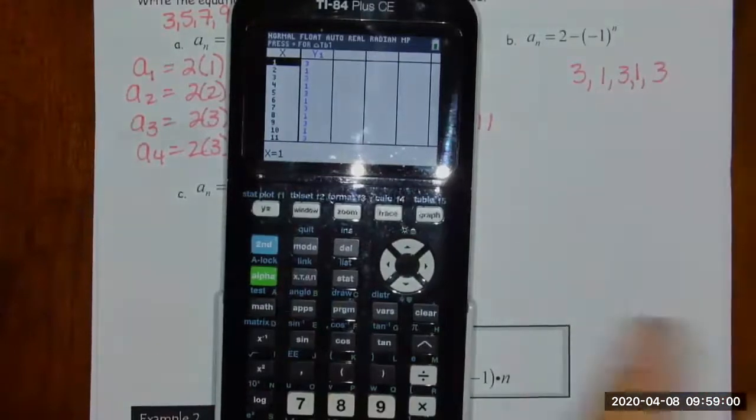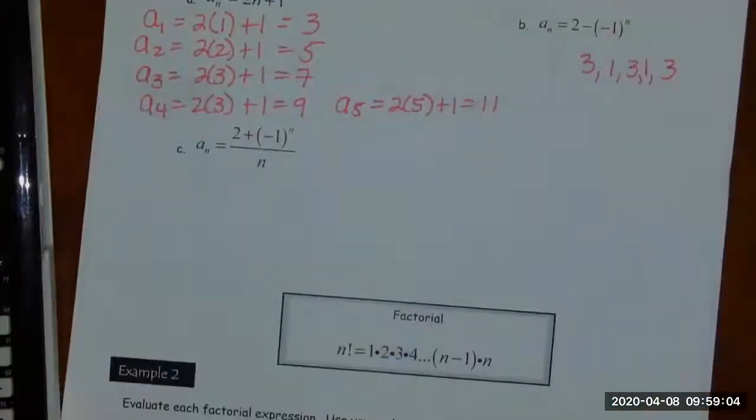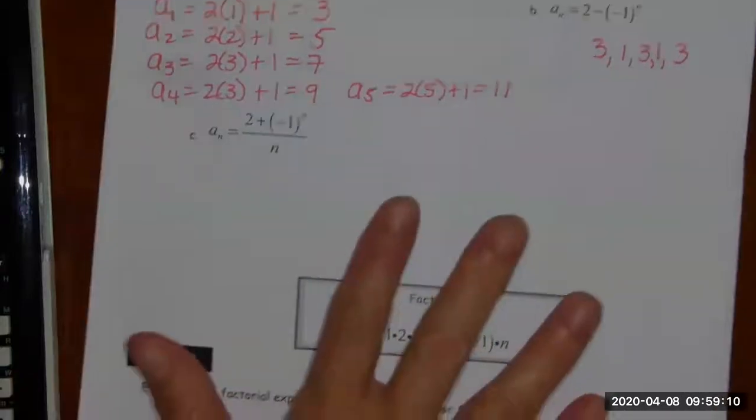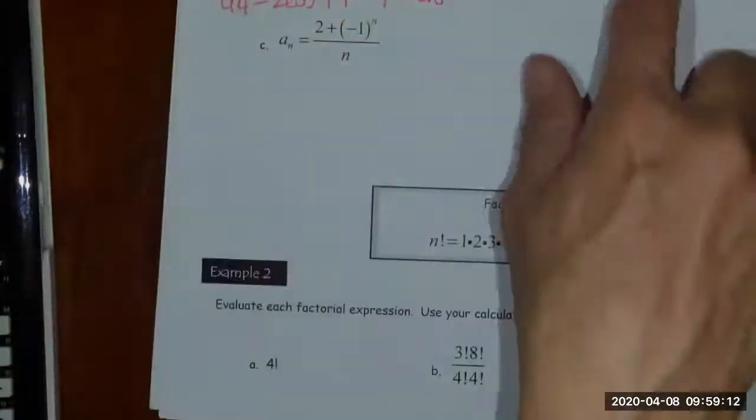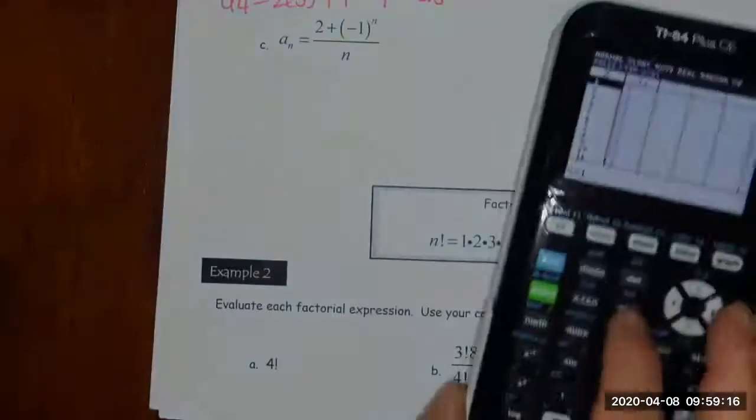Now, you notice they alternate. Why do they alternate? Well, negative 1 raised to any power is 1 in size. If the power's odd, it stays negative. If the power's even, it goes positive. So you're just going to have 2 minus negative 1 or 2 minus 1. So that's why it alternates.